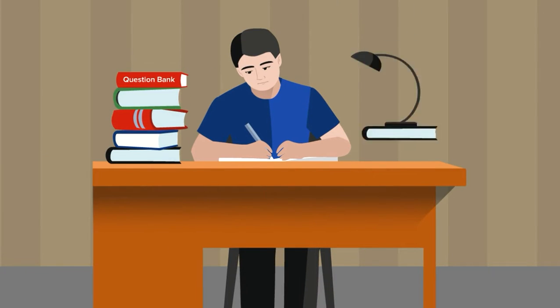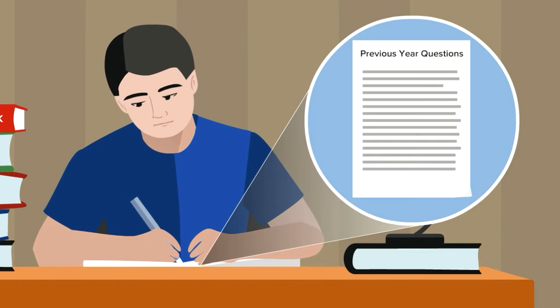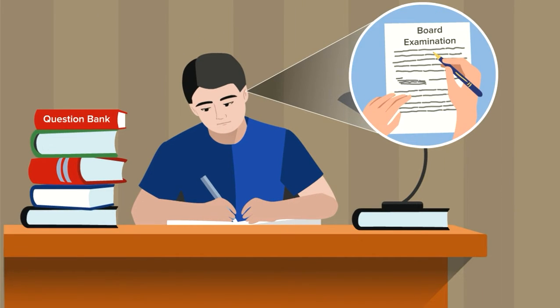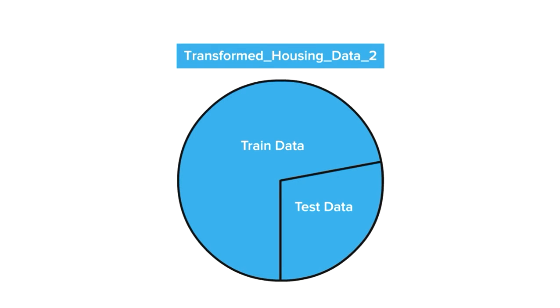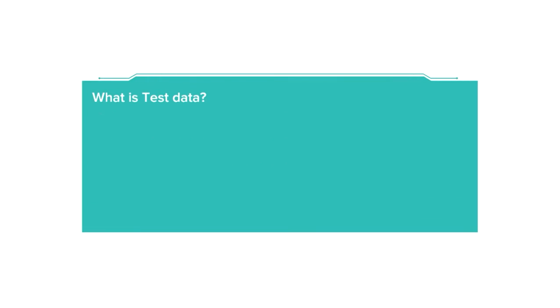For example, before your board examination, you learn from question banks or previous year questions so that you perform better in your board exams. Similarly, the models are trained using the train data, which is a subset of the actual data and consists of a major portion of the data. Now we have understood what train data is. Let's move on to test data.